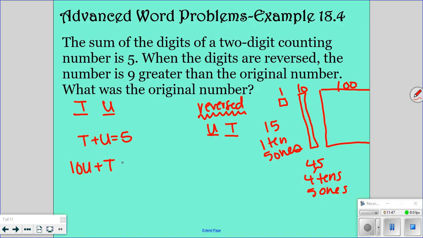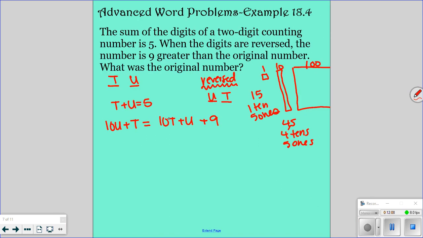And so the value is 9 more than the original. Well, the original value is 10T plus U. So that's the equation that you would have. From there, we're going to subtract the T and the U over here. And so 10U minus U is 9U, and then T minus 10T is going to be negative 9T, equals 9.